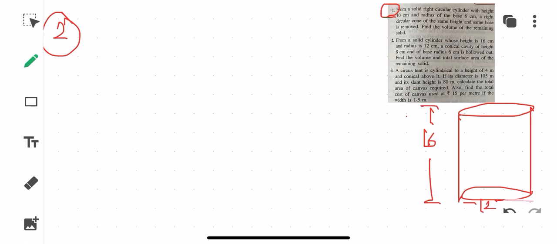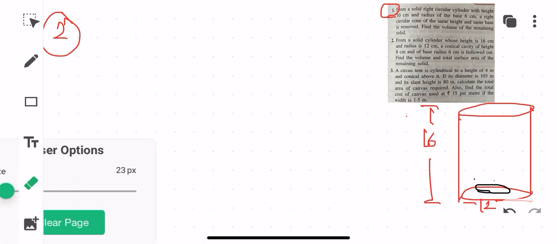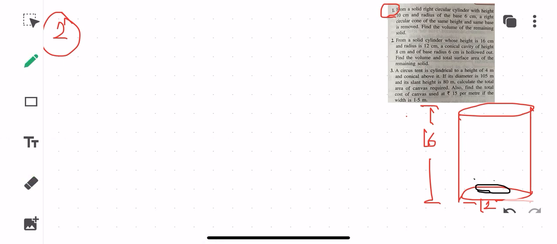And then from this you are carving out a conical cavity, hollowed out or carving out. So a conical cavity of height 8 centimeter and base radius 6 centimeter. Base radius 6 centimeter means it has to be smaller, children. So suppose this is the radius that I am talking about, and the height has been given as 8 centimeter. So it is like this. You are taking this particular cone out of this cylinder. So you have to find out the volume.